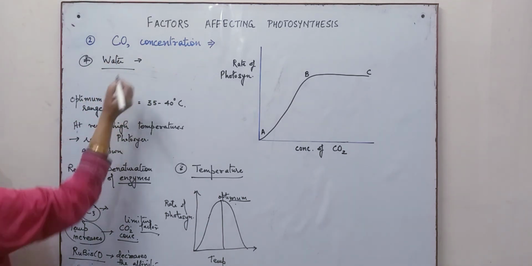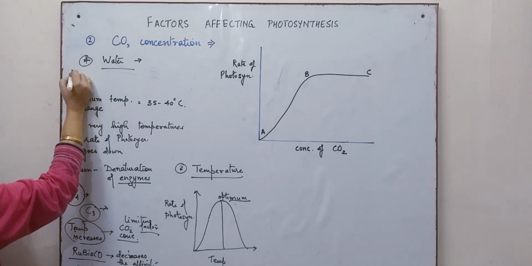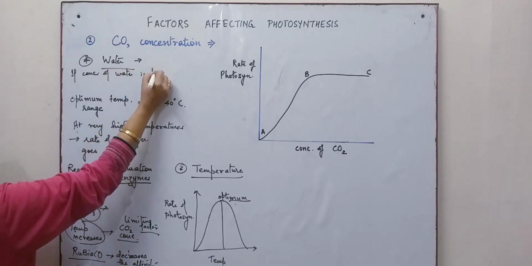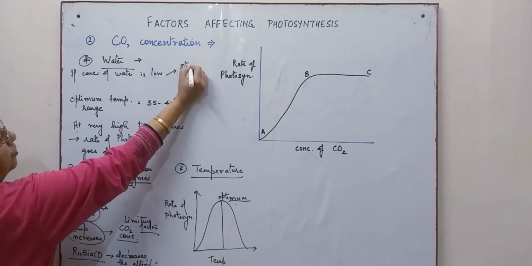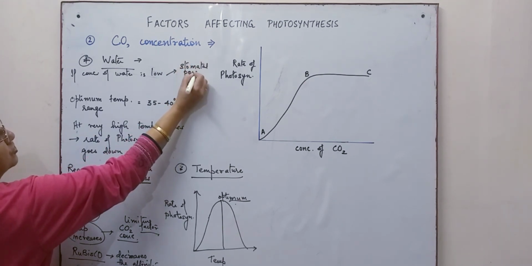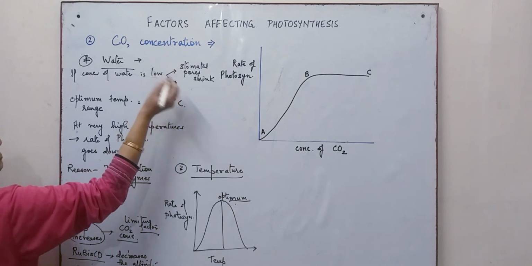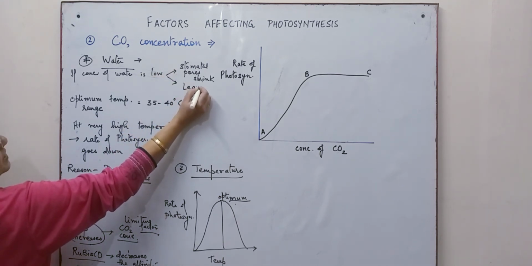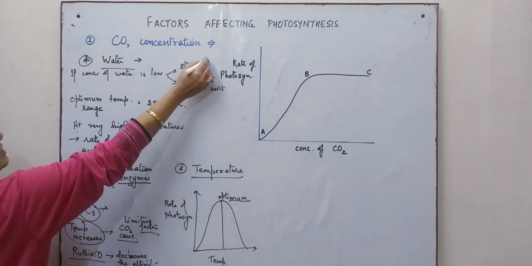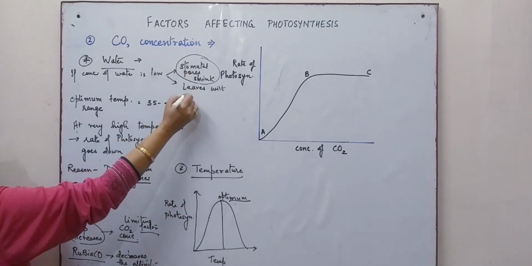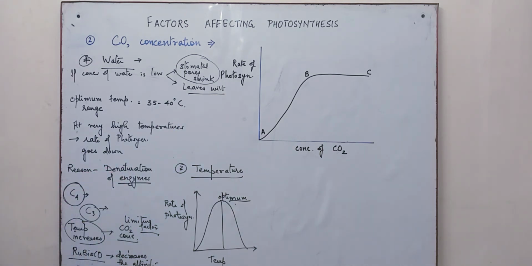So water, when we see over here, if concentration of water is low, it causes the stomatal pore to close. Stomatal pores shrink or close depending upon the amount and concentration of water. Secondly, the leaves wilt. So what is happening when the stomatal pores shrink? The intake of carbon dioxide is reduced. Also, when the leaves wilt, the surface area available for the gaseous exchange is reduced. So therefore, the rate of photosynthesis also decreases.